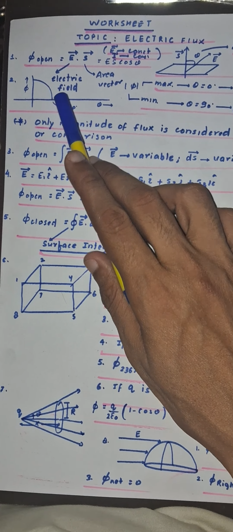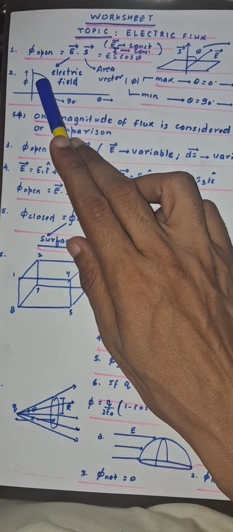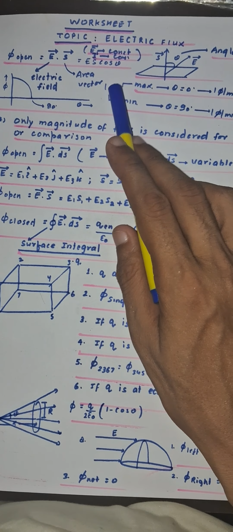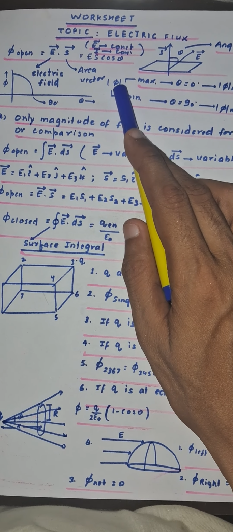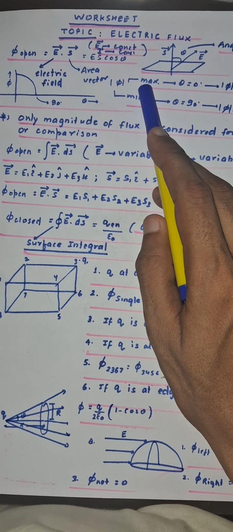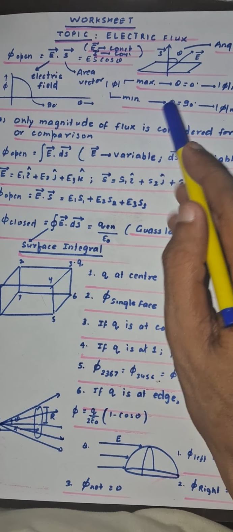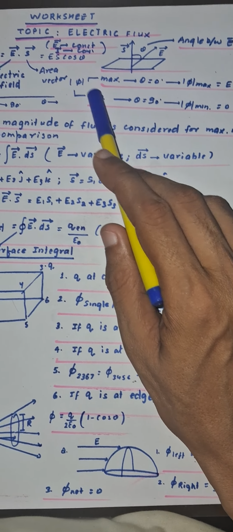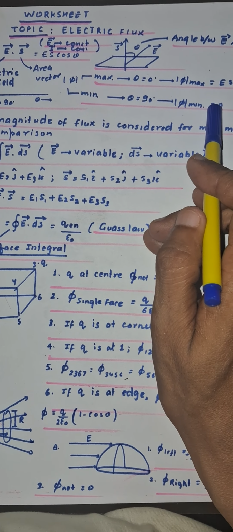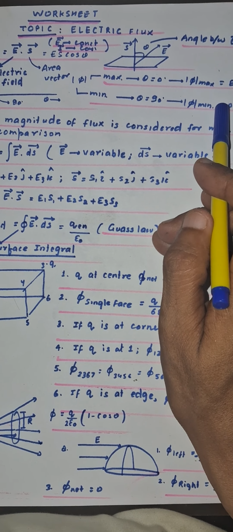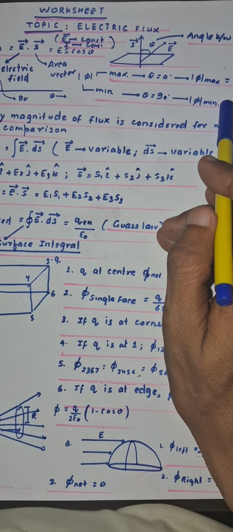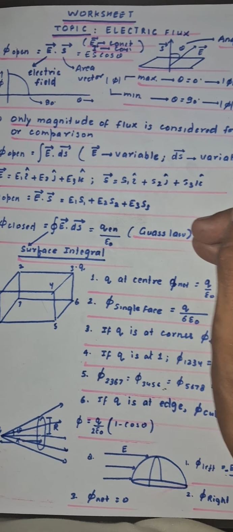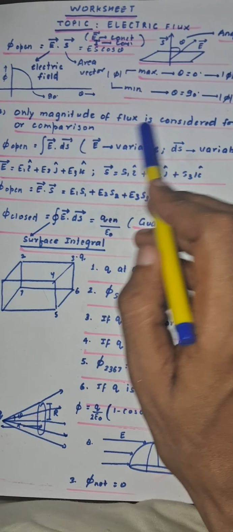So from here, if we draw the graphical variation with theta, that will be a cosine curve, maximum at 0 and minimum at 90. And it should be noted that it's the magnitude of the flux which is concerned for various calculations and analysis. So it is maximum when theta is 0, and phi max is ES, and minimum when theta is 90 and mod phi minimum is 0. We consider the magnitude of flux only for comparison, because only magnitude is relevant in comparison. That is the point over here.